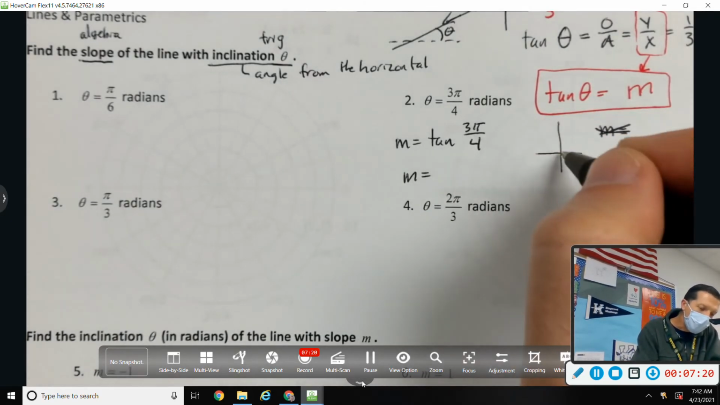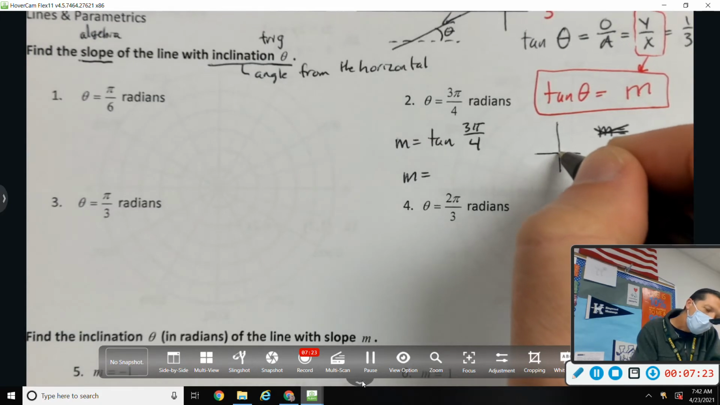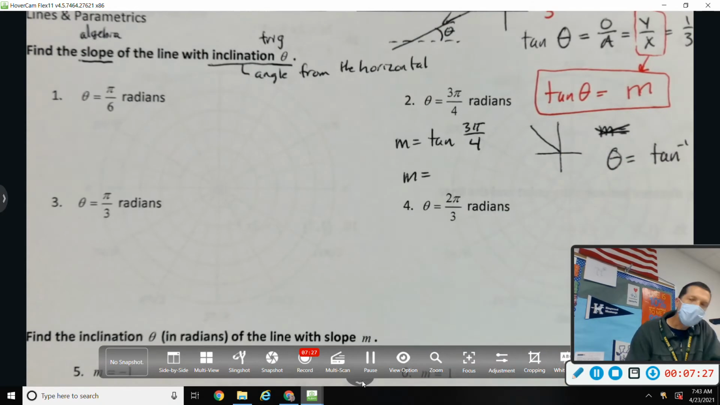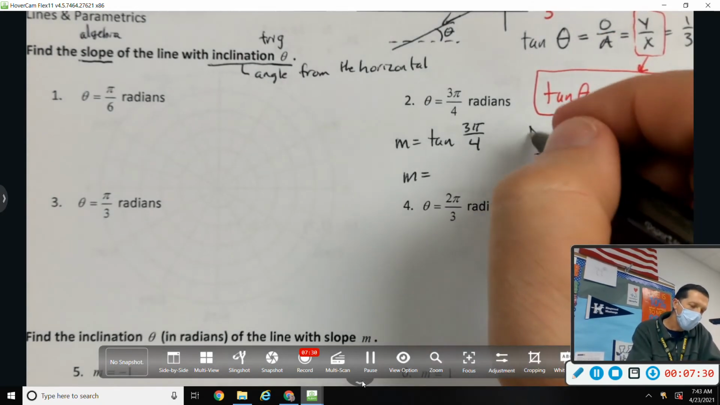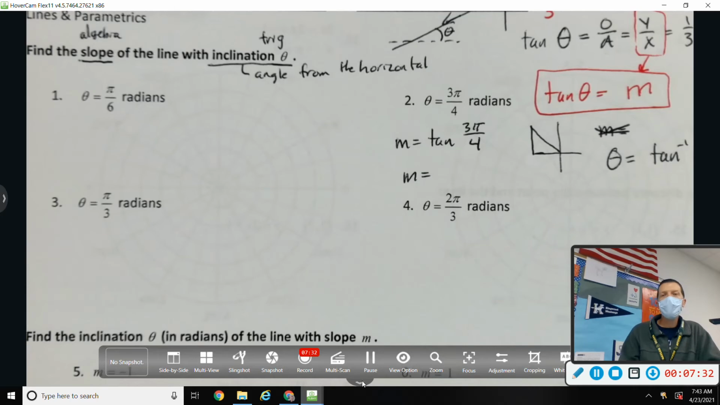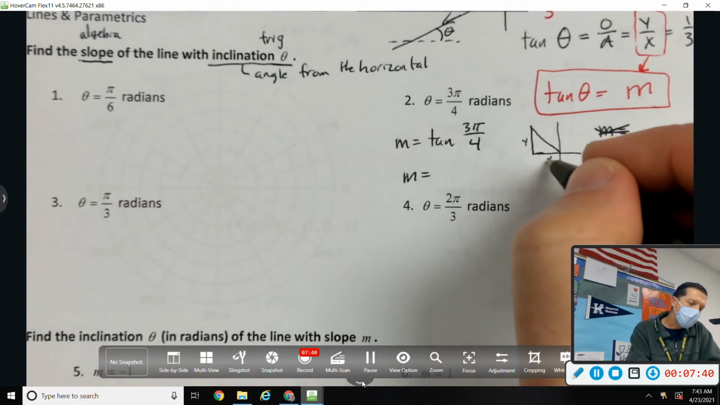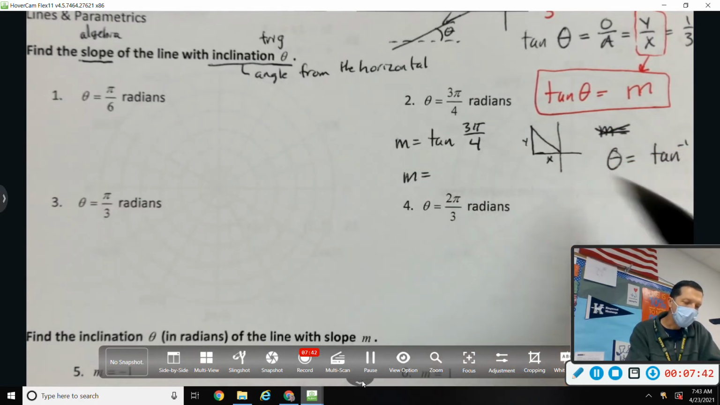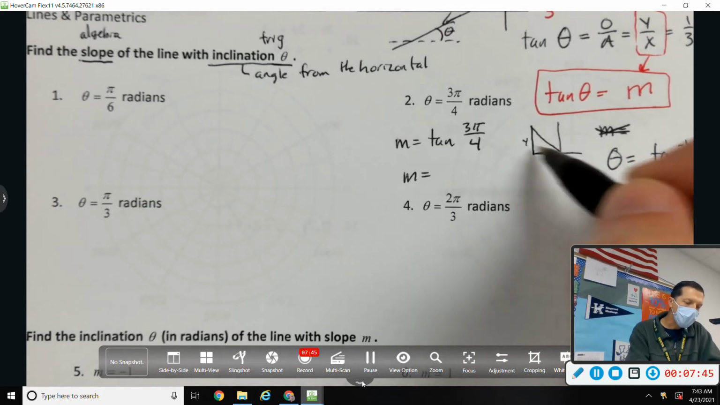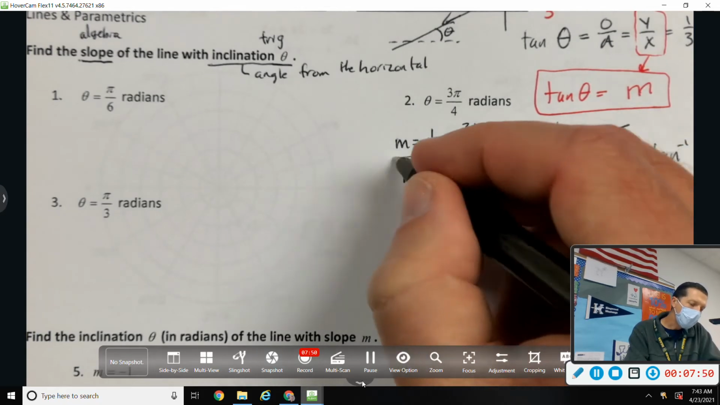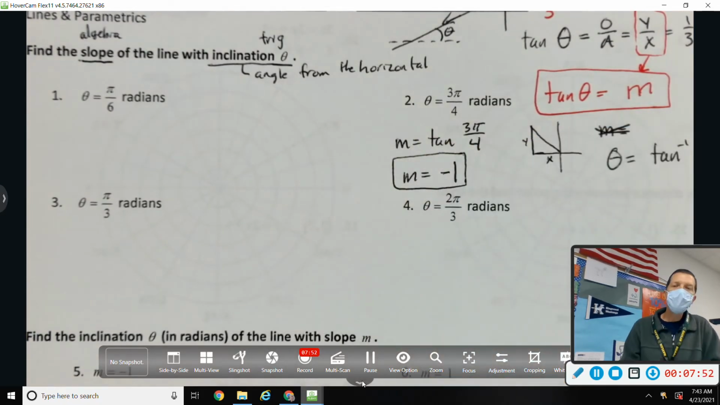All right, 3 pi over 4, that would be right there. So the tangent of 3 pi over 4. What's the tangent of 3 pi over 4? Y over x. And that's the whole point, right? Slope, y over x. They're equal to each other, but it's going down, or the x is backwards. So -1. Because the tangent of 3 pi over 4 is -1.